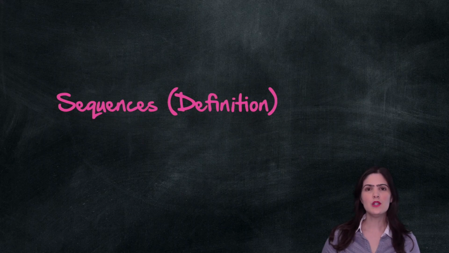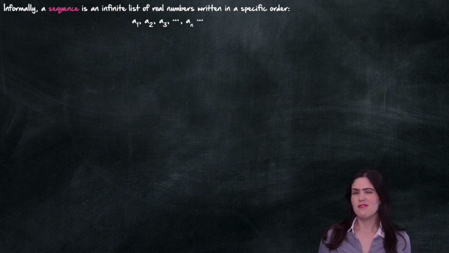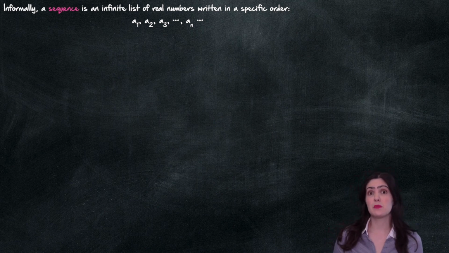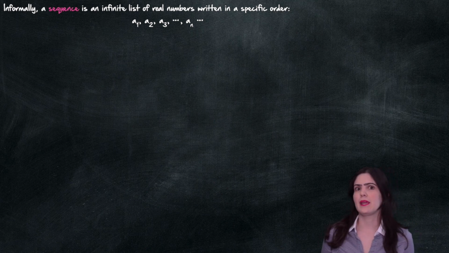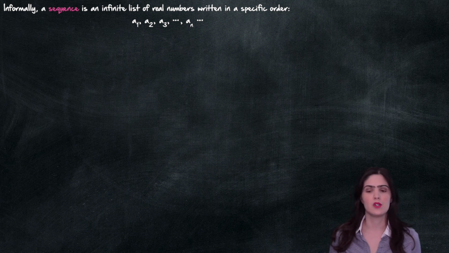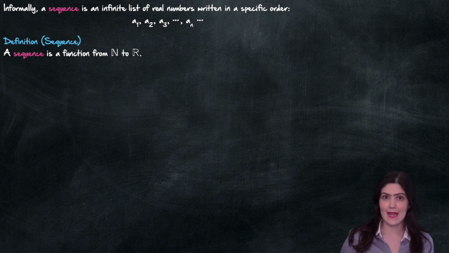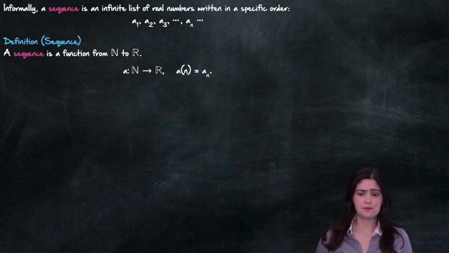In this video, we're going to start a study of sequences. So first, let's take a look at what the definition of a sequence is. Well, informally, a sequence is an infinite list of real numbers written in a specific order. We call them like a1, a2, a3, and so on. Now, more formally, a sequence is a function from the naturals to the real numbers.